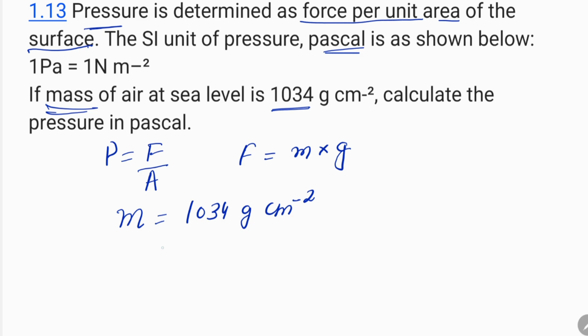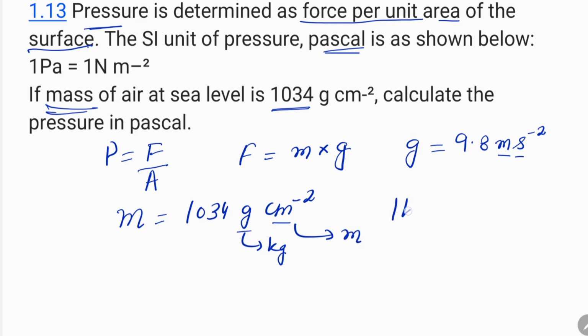We know that acceleration due to gravity has a definite value, which is 9.8 meter second square inverse, right? But our mass is given in gram and centimeter. We have to convert it into SI units. To convert it into SI units, first we have to convert gram into kilogram and centimeter into meter.